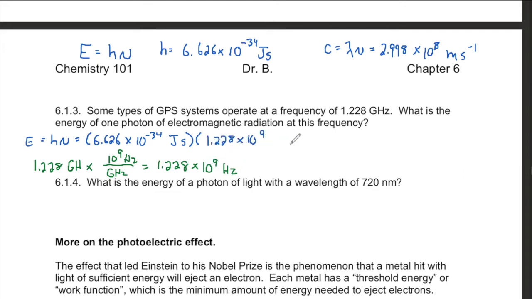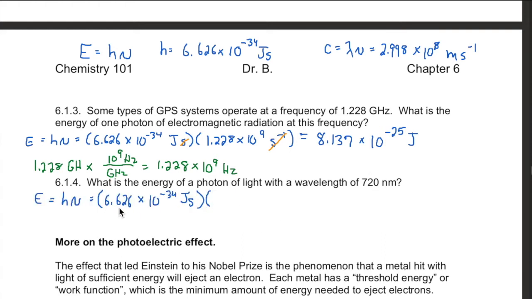And to make it easier for the units to cancel, I'll write this as seconds to the -1, because the seconds times the seconds to the -1 will give seconds to the 0, which is the number 1 that cancels it out. And we get 8.137 times 10 to the -25 joules. So this is a pretty small amount of energy, but it is just one photon. So that's pretty appropriate.